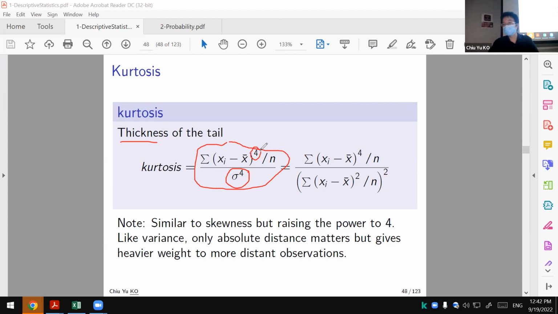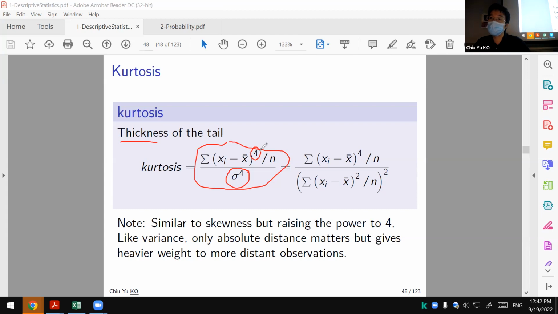Okay, so you may quickly ask what it is, right? Because skewness, with the numerator raised to the power 3, can be negative or positive, which tells you whether the data is skewed to the right or skewed to the left. So what does the kurtosis tell us, right?